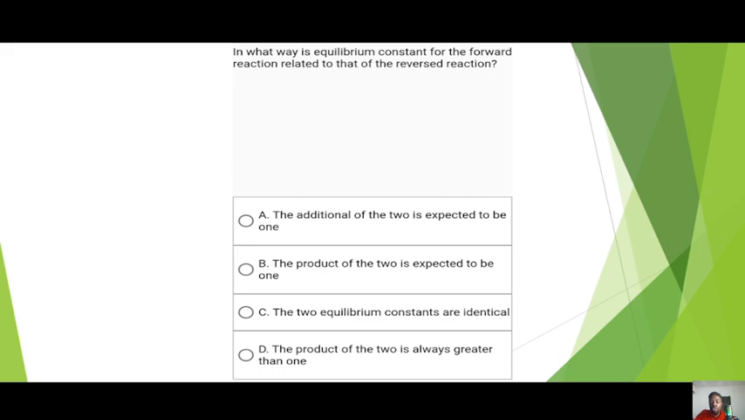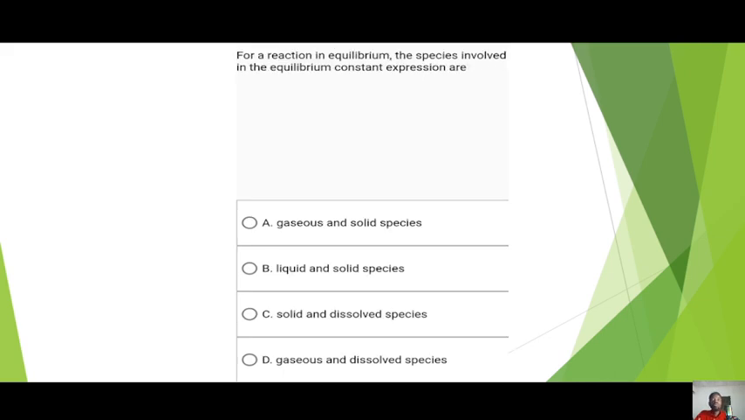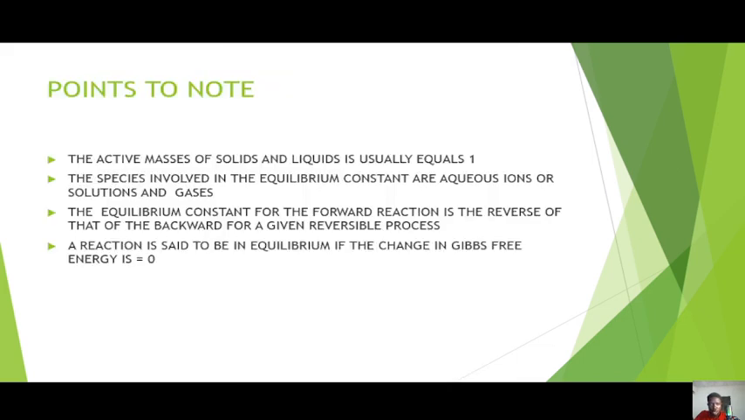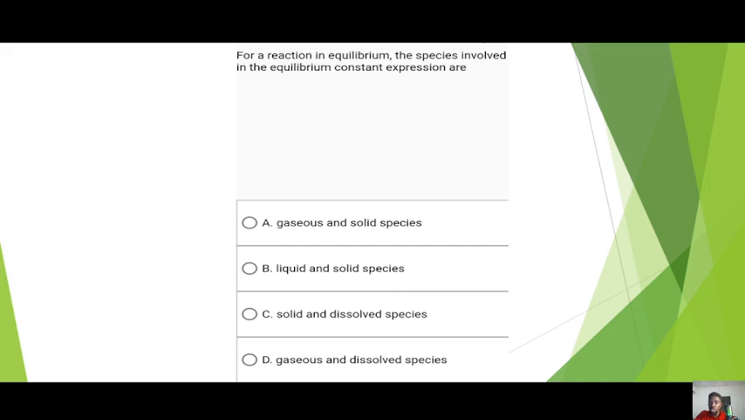The next question we're going to try out is: for a reaction in equilibrium, the species involved in equilibrium constant expressions are A, gaseous and solids. If you go back to what we discussed, look at the second point. The species involved in equilibrium constants are aqueous ions or solutions and gases. So those are the two things you are looking out for. They said gases and solids. Gas, correct. Solid, wrong. So that option cancels out.